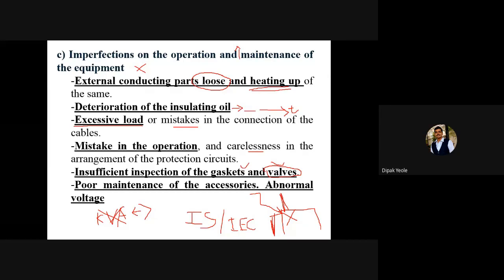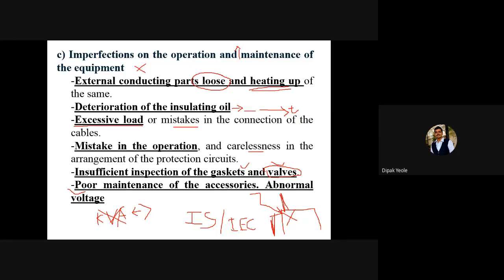So you have to make the inspection for the particular walls. If there are leaks, you have to replace them or fasten them. Yes, the last point is poor maintenance of the accessories, or you can say abnormal voltage can be a cause of failure of a transformer.